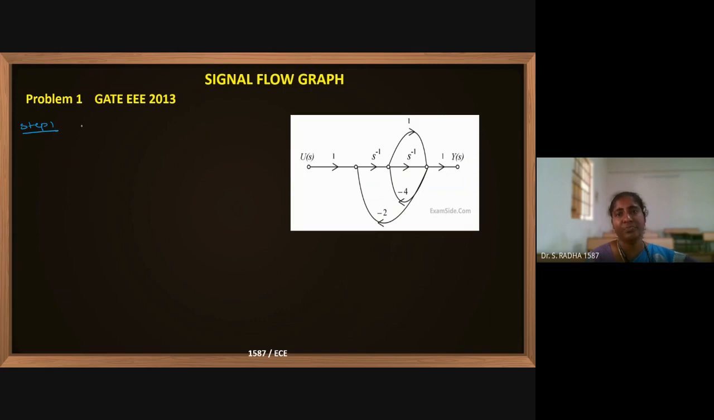Mason's gain formula says the transfer function is 1 by delta, summation P_k delta_k. P is the forward paths. For each forward path, we have to calculate delta. Delta is nothing but 1 minus the sum of individual loop gains, plus the products of 2 non-touching loops, minus 3 non-touching loops, like that. We have to calculate using this big formula.